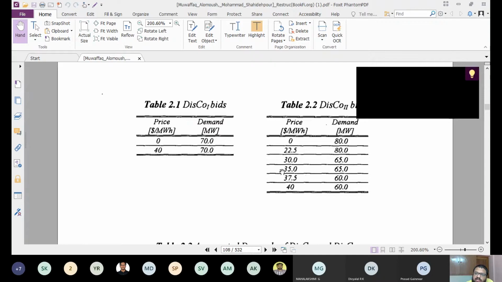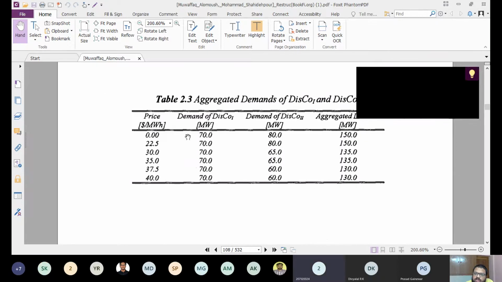Then we add the demands of disco 1 and disco 2 to find the aggregated demand curve. Okay, so what about the demand at 0? Can somebody respond? What about the demand at 0 for disco 1 and disco 2 here? 70 and 80 megawatts, 150 megawatts. Yes, so here at 0 we have 70 and 80, that is 150 megawatts.